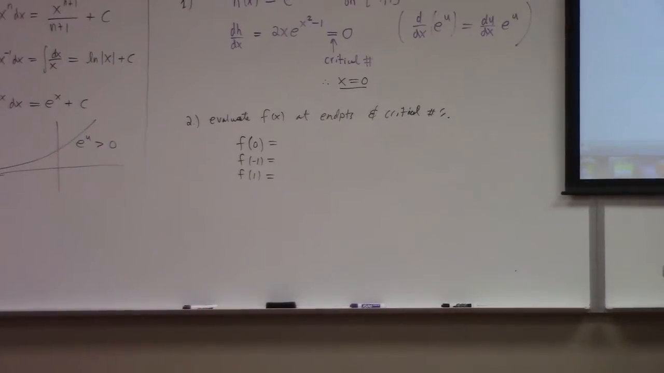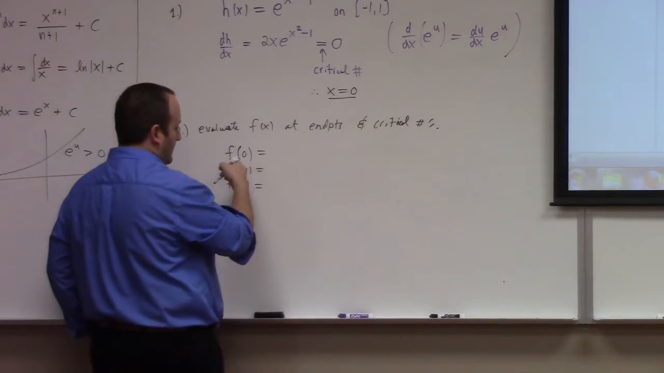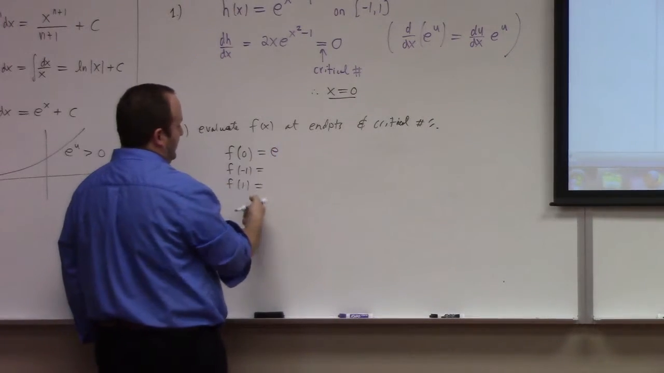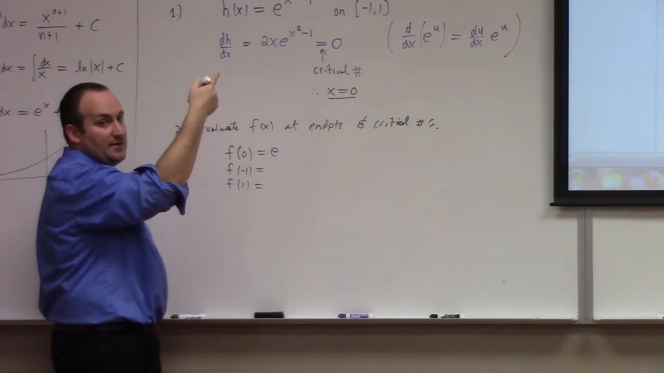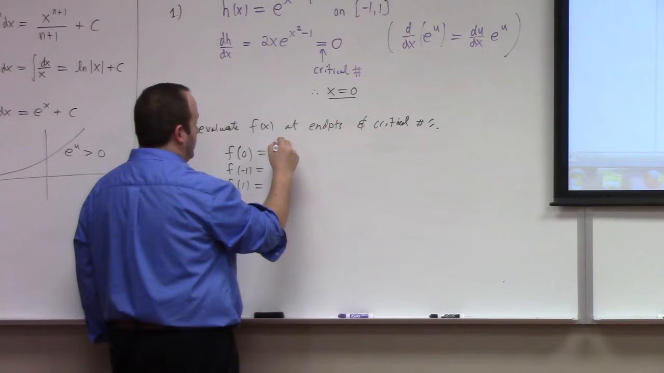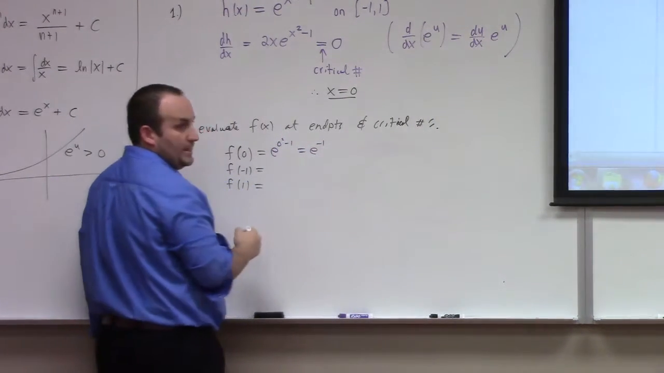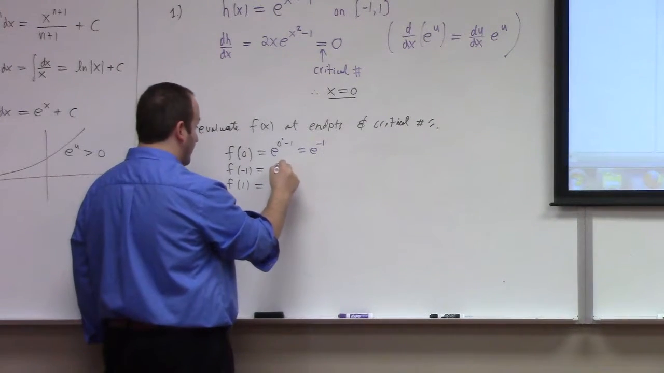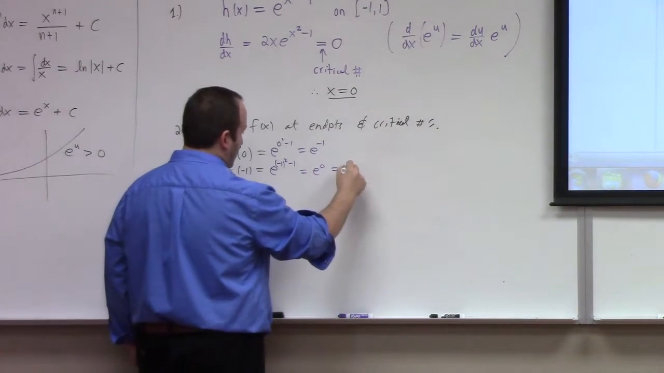Let's see here. So f of 0 is what? Which function do I plug into? The derivative or the function? I plug back into the function, right? That's what we're talking about in terms of being the largest or smallest. So f of 0 is e to the 0 squared minus 1, which is e to the minus 1. All right, f of minus 1 is what? It's e to the 0, which is equal to 1.